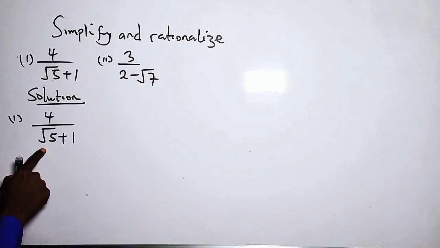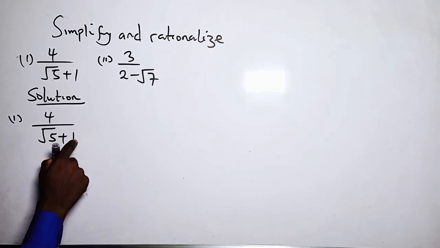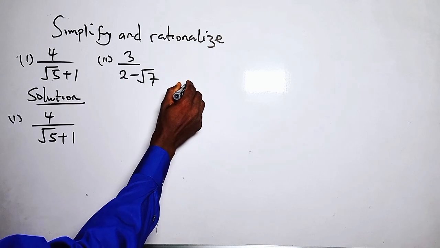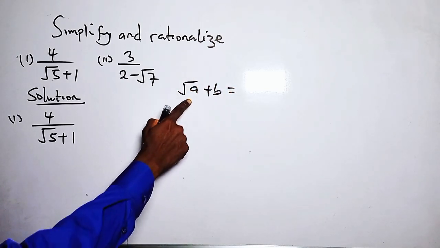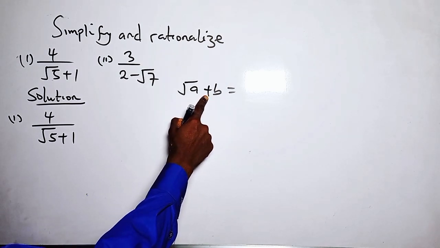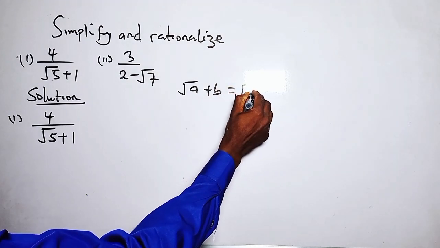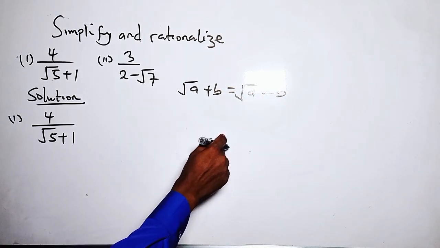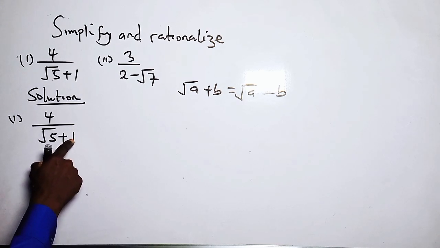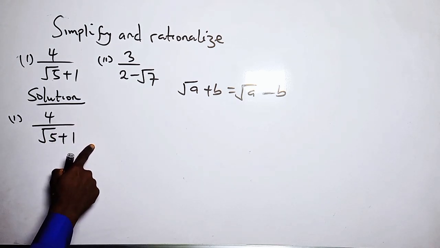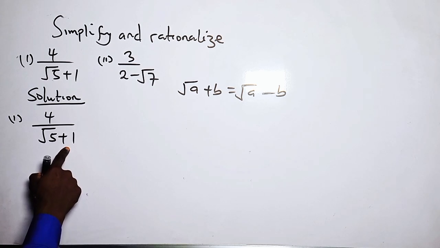When we look at the denominator, we have a root, so we have to eliminate this. How do we do that? We have to look for the conjugate of this. What do we mean by conjugate? When we have an expression like A plus B, the conjugate turns this plus to minus, which gives us A minus B. So we apply the conjugate by multiplying both the numerator and the denominator by the conjugate.